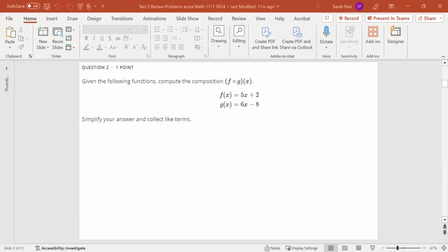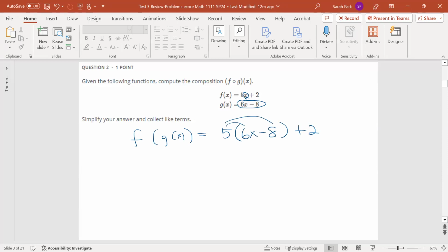Okay, let's take a look at number 2. Here, given the following functions, compute the composition f of g of x. For this one, it's asking us to input g of x inside x. So we write this as f of g of x is equal to 5, and for x, we're replacing with g of x, it's 6x minus 8 plus 2.